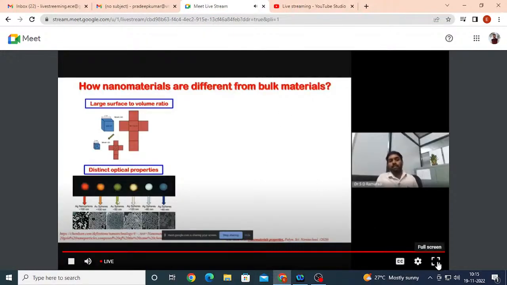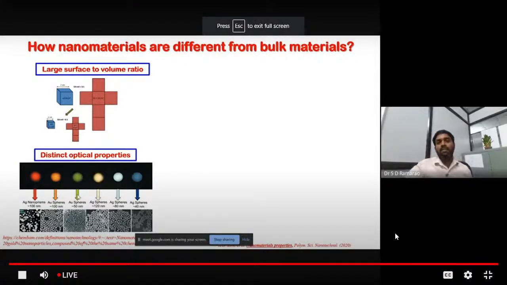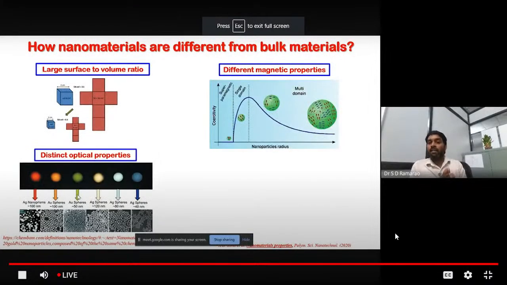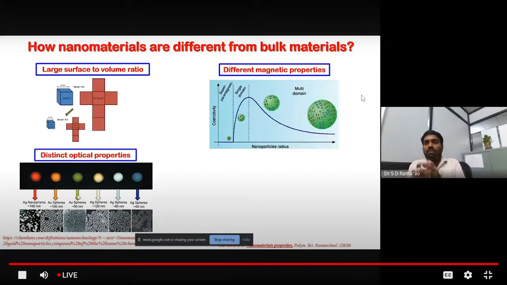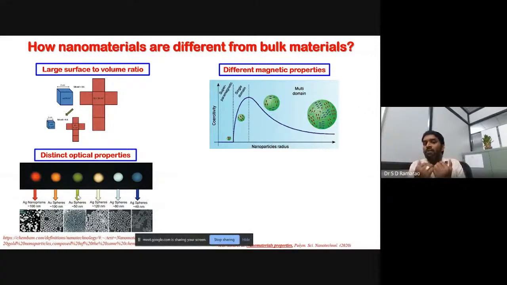Properties with particle size. Okay, and coming to the next one, magnetic materials. That means if you take bulk, you have many grains, and if you have grains, you have the possibility that magnetic moments will align in different directions. So you will have multi-domains in your material.